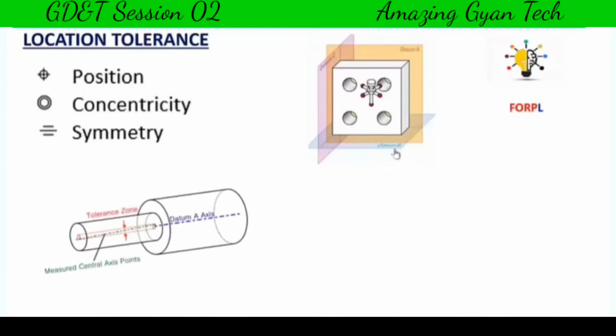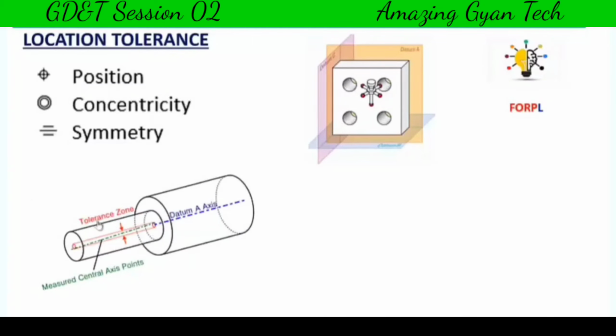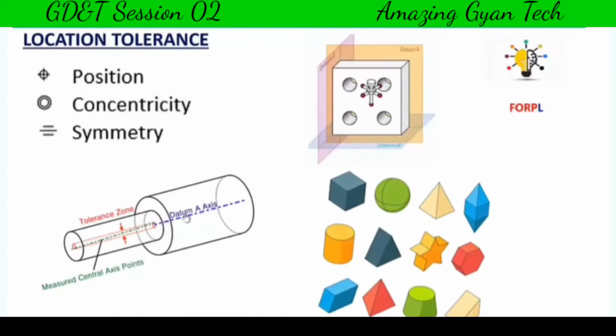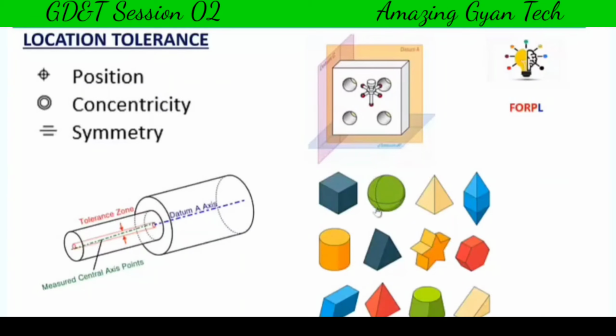And concentricity. With respect to one datum, it should be concentric, two centers. You can see here the small hole and the bigger hole are given. So this will be a datum axis. The small feature should be concentric with the bigger feature; that is how concentricity is explained. And symmetry. When they cut, the cross section should be symmetrical on both sides. For example, if you cut this cube, it will be symmetrical on both sides. So how much it can vary symmetrically. That is called the symmetry geometric characteristic.